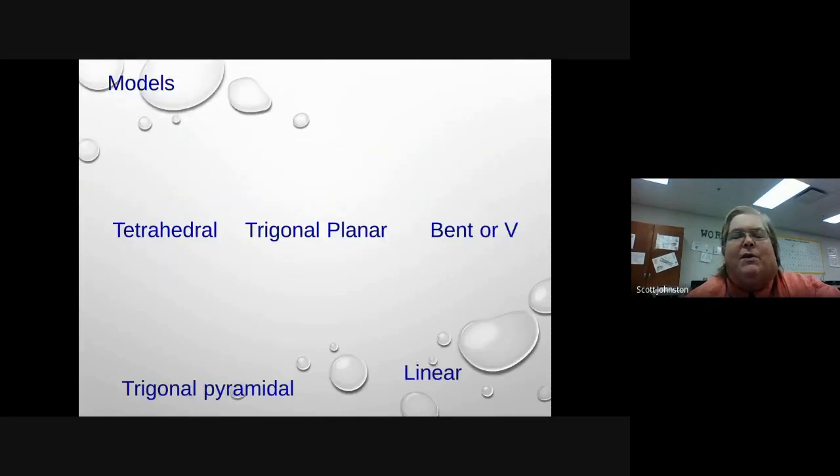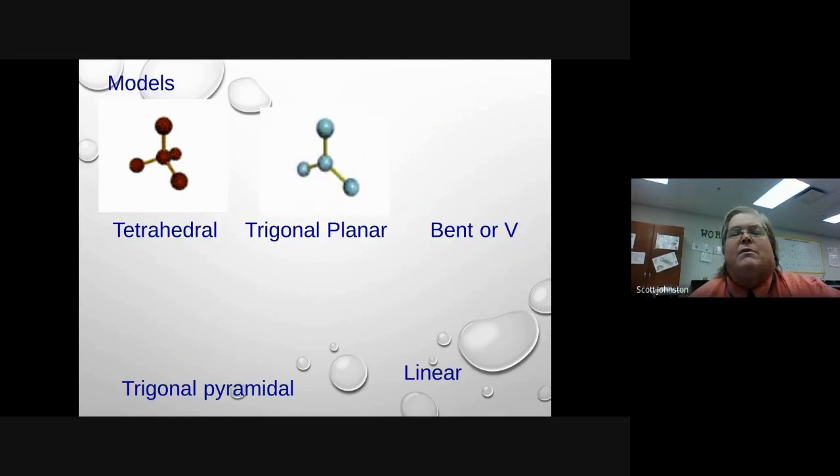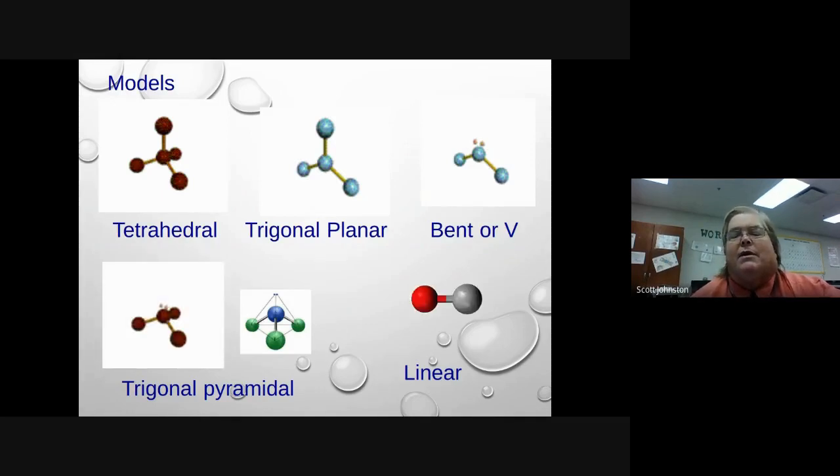The main shapes that we will talk about: tetrahedral. It means that it has four surrounding atoms. Trigonal has three surrounding atoms. Bent has two. Trigonal pyramidal has three surrounding, but it also has a lone pair at the top. The lone pair makes it crown up. And linear. Linear is a straight line. There's two of them. There can be three in a straight line.